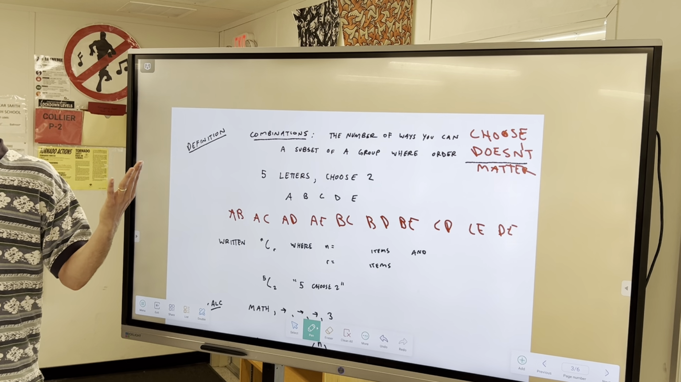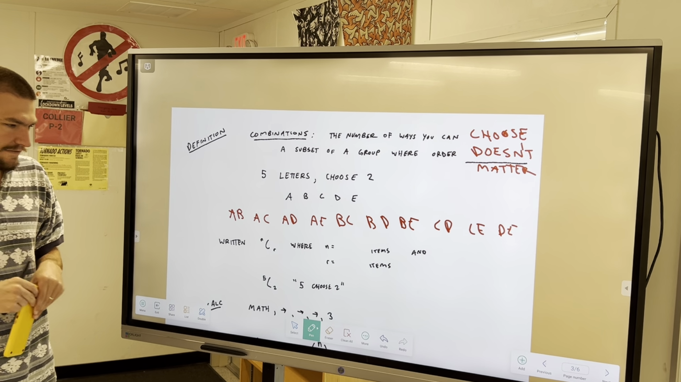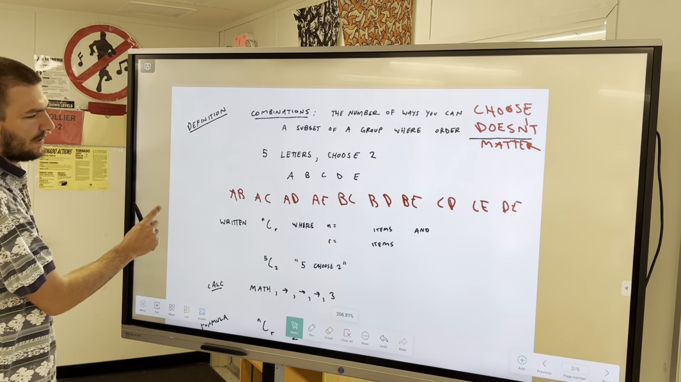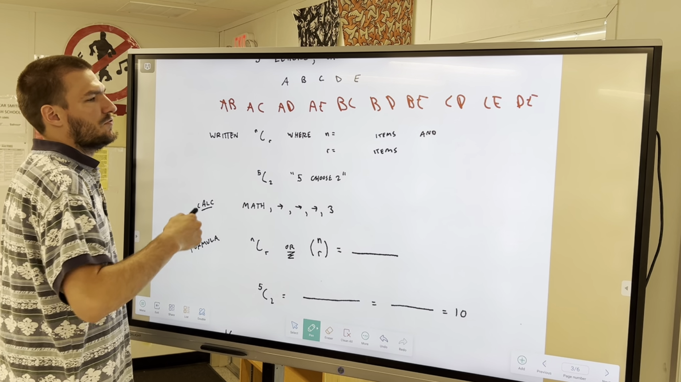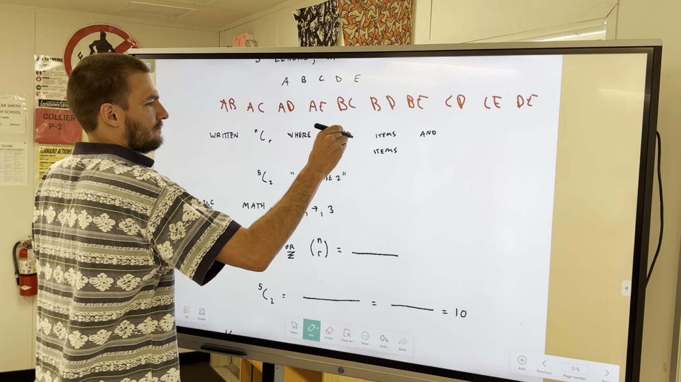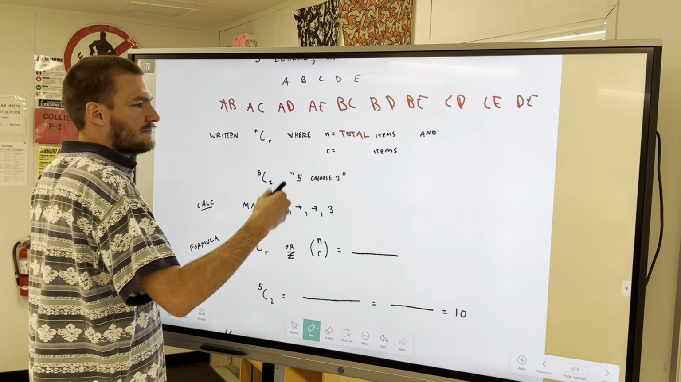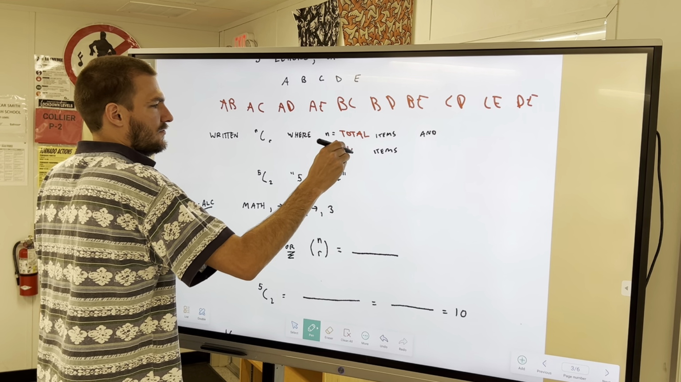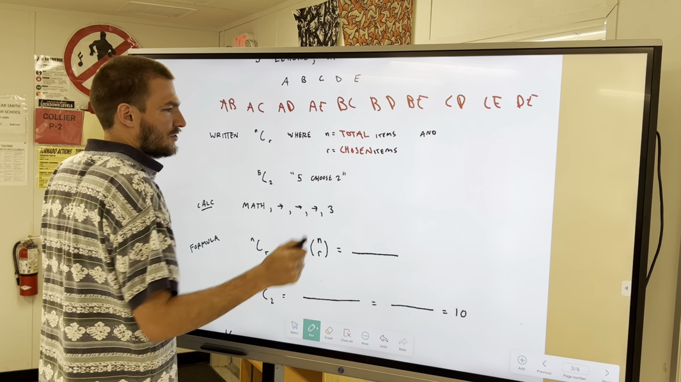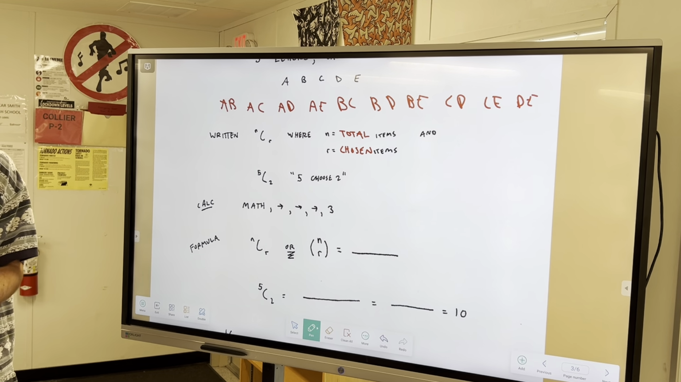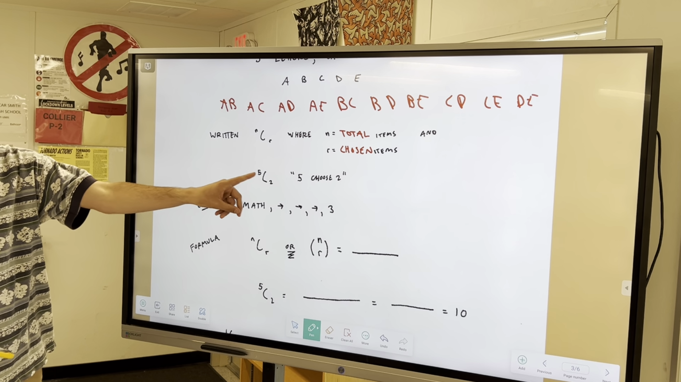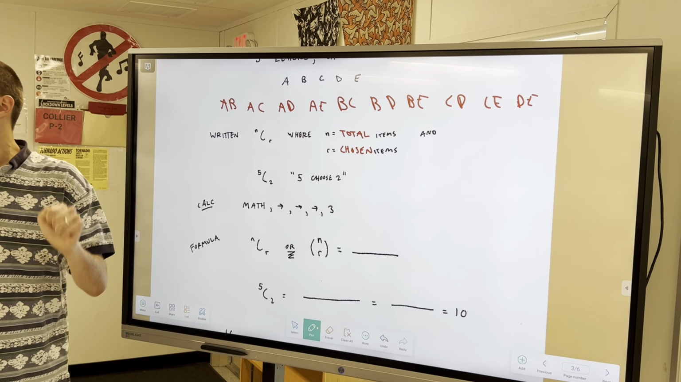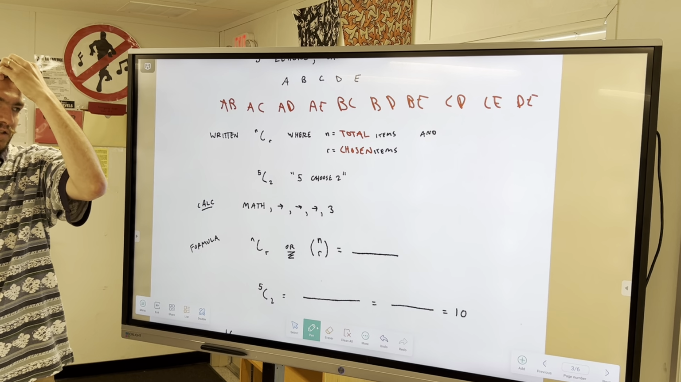Again, we definitely don't want to be doing this by hand if we don't have to. And so it's written as nCr, where n is equal to the total items and r is equal to the chosen items. There are a couple of different words you could use there, but I think those are good enough. And so we could have 5 choose 2, written as 5, C, 2.